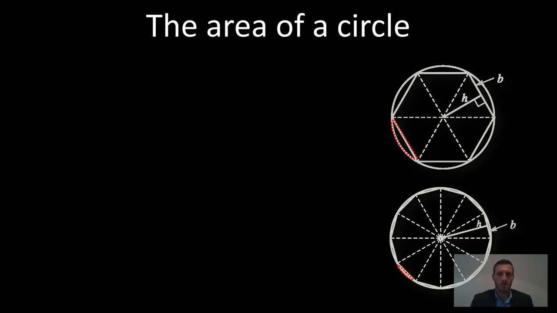Here I'm going to attempt to simplify an explanation of the link between the radius of a circle and its area using a mathematical technique known as limits, which is beyond the scope of this video. This technique was used by Archimedes over 2,200 years ago.